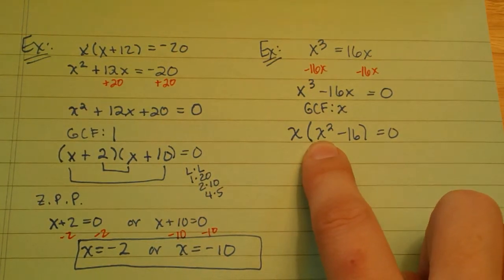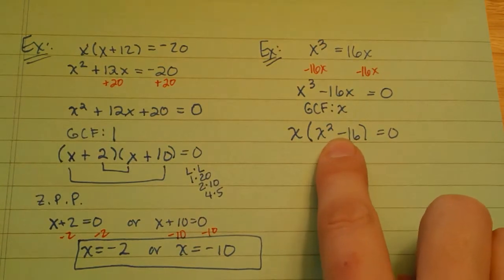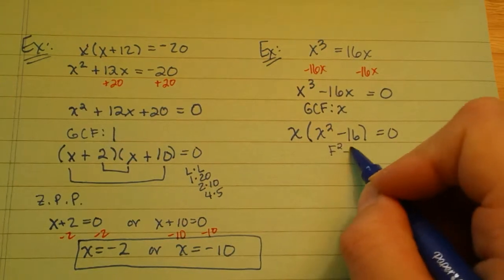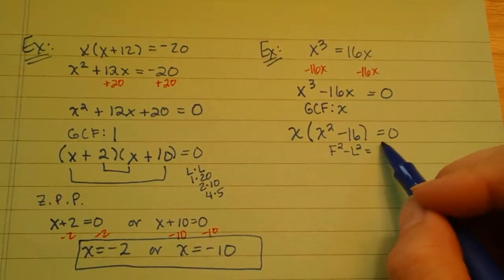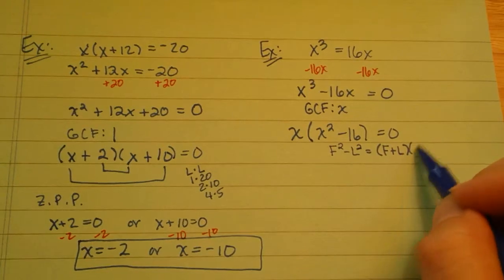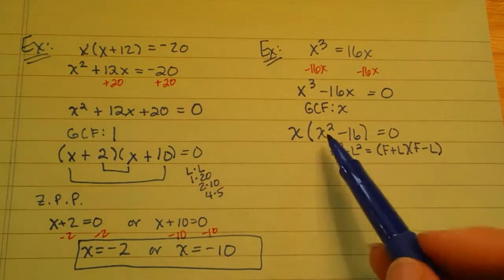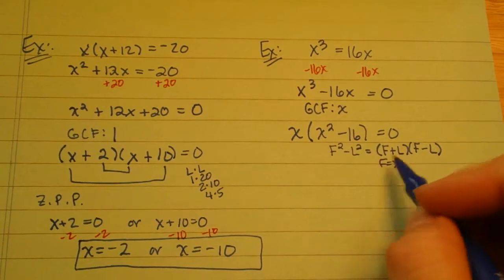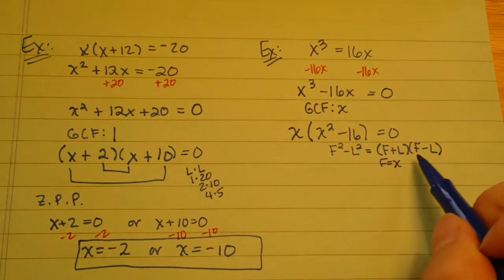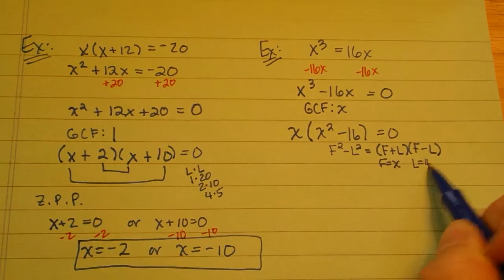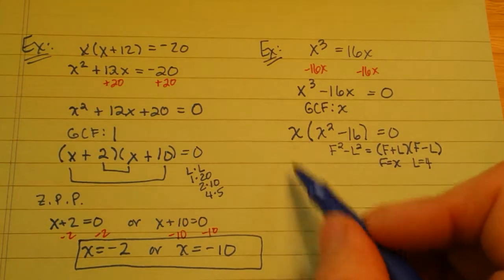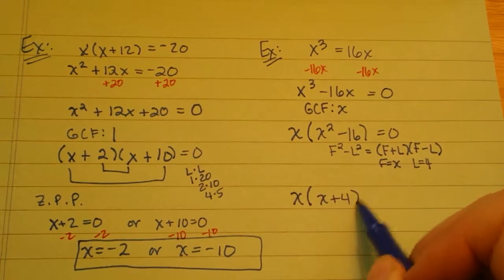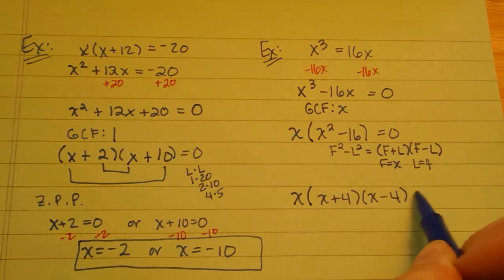The x squared is a perfect square and the 16 is a perfect square, and I have subtraction. So it looks like difference of squares, so f squared minus l squared, which factors into f plus l times f minus l. First times first is x squared, which tells me that f is x. Last times last is 16, which tells me that L is 4. I'm going to factor this into x times x plus 4 times x minus 4 equals 0.